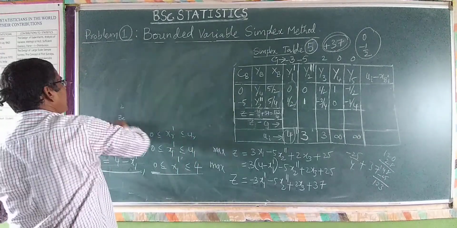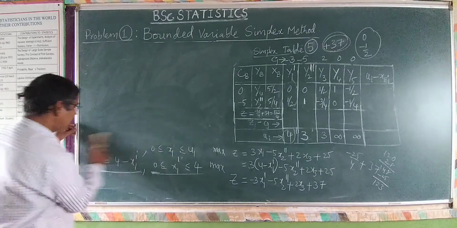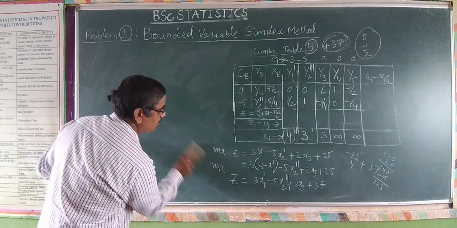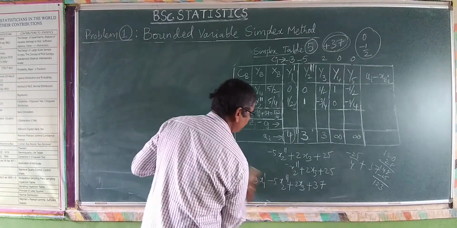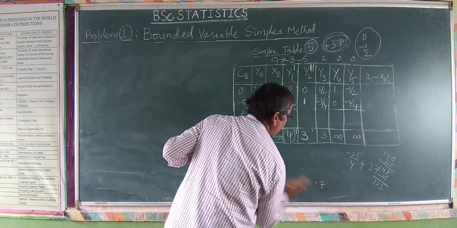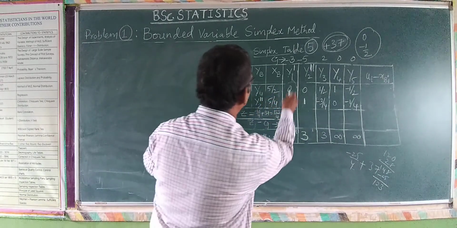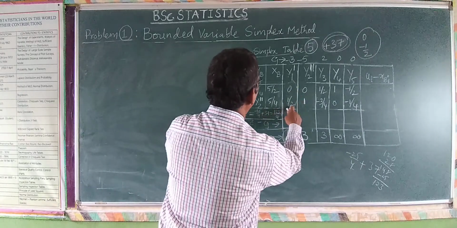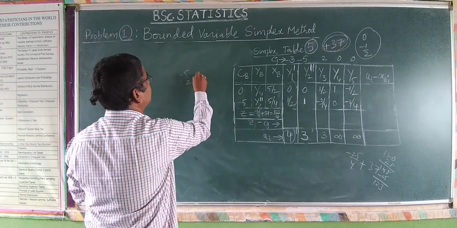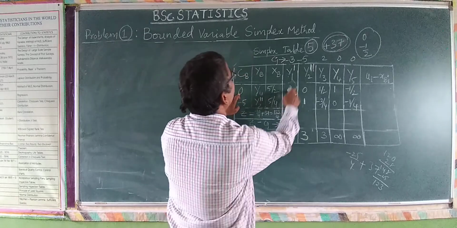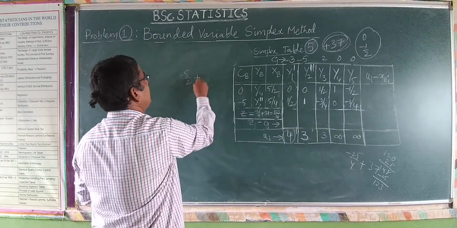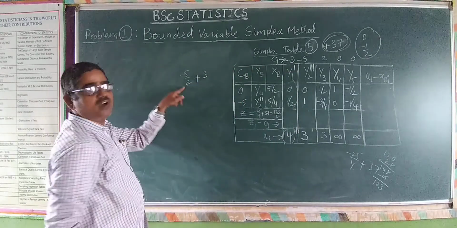So now we have to calculate net evaluations for all vectors. Again we have to calculate the net evaluations, recalculation. So minus 5 into 1 by 2, minus 5 by 2, plus 0, minus of minus 3, plus 3. So 3 twos are 6, 6 minus 5 is 1 by 2.